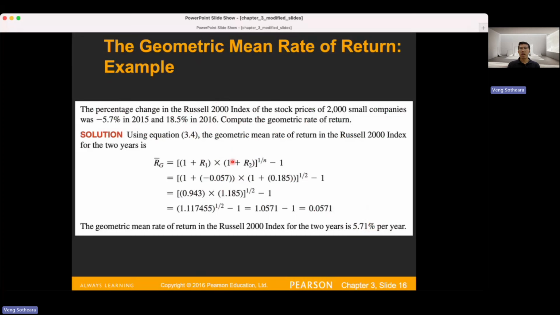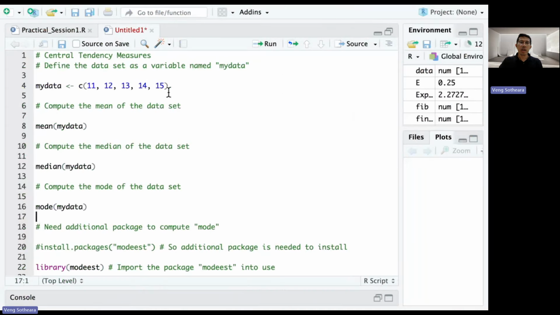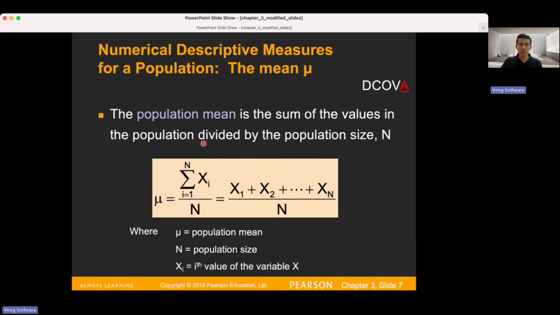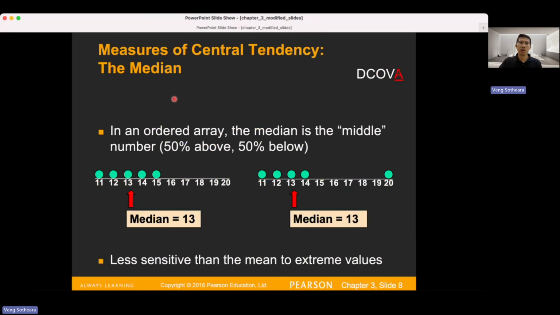So this is the content that I planned for week 5, and I may try to use R to implement what we have done so far. For example, we may use R to compute the measures of central tendency, the mean, the median, and the mode, and also use R to compute the geometric mean of a data set. So let's move to R. I have prepared the R code to deal with the mean. So if I go back to this part where we focus on measures of central tendency.